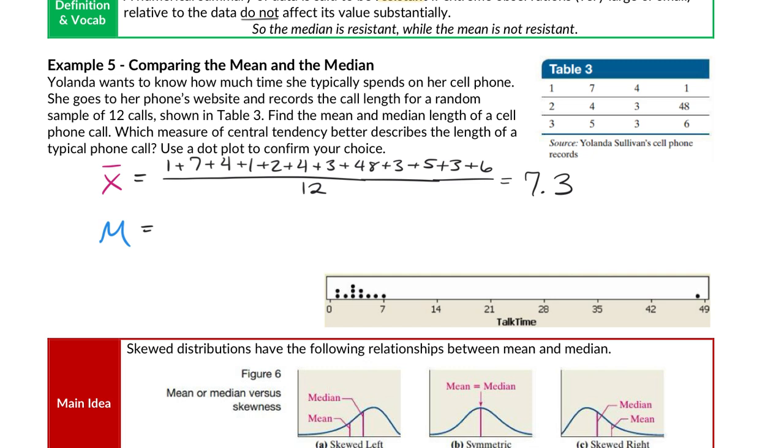So if we do the listing of the order first, I like to put mine in a set, which is 1, 1, 2. There were 3 3s, 2 4s, a 5, a 6, a 7, and a 48. And if we do what we did for median, start crossing them off. Top and bottom are gone. 1 and 7 are gone. 2 and 6. 3 and 5. I missed one, didn't I?